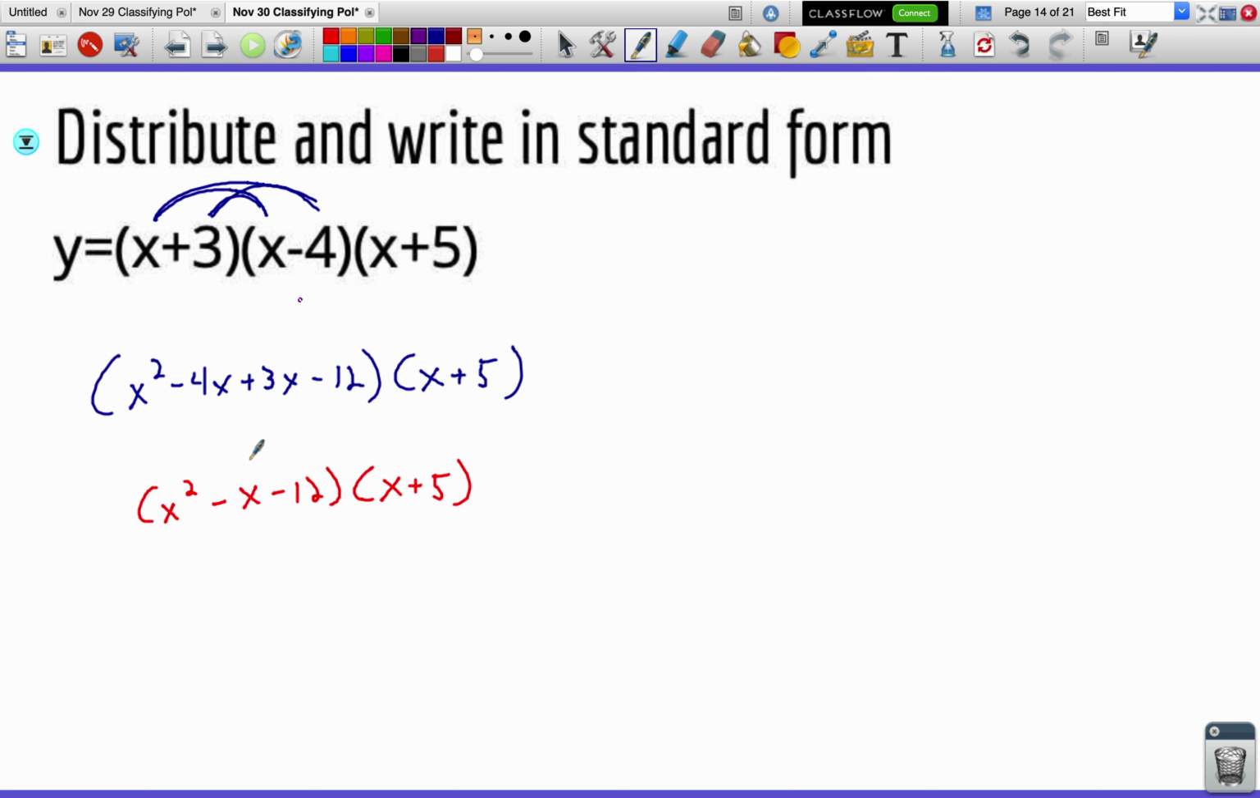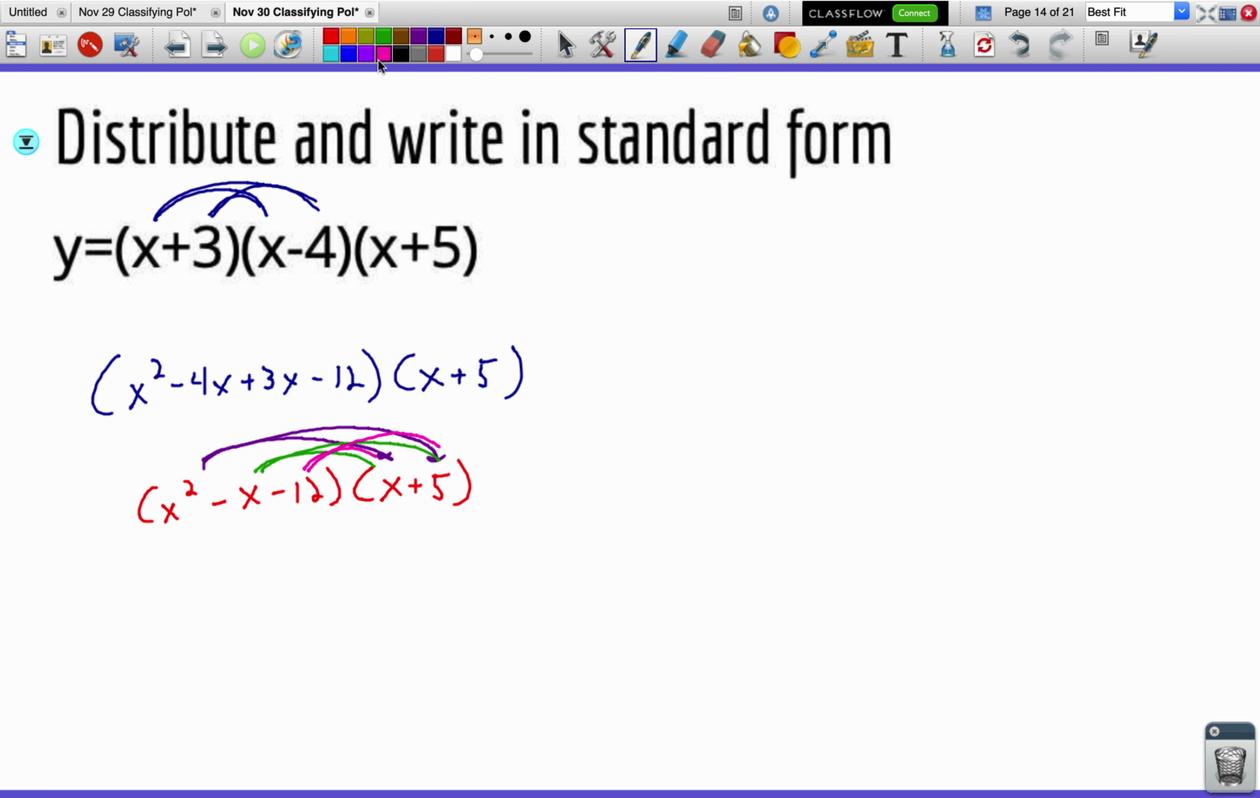Now I can't FOIL because this isn't a binomial and a binomial. It's actually a trinomial and a binomial. So when I go to distribute, I just make sure I get every combination possible. And I often will say it like this: first to first, first to second, second to first, second to second, third to first, third to second, so that I make sure I'm following a pattern. So like this, and then like this, for a total of 6 combinations.